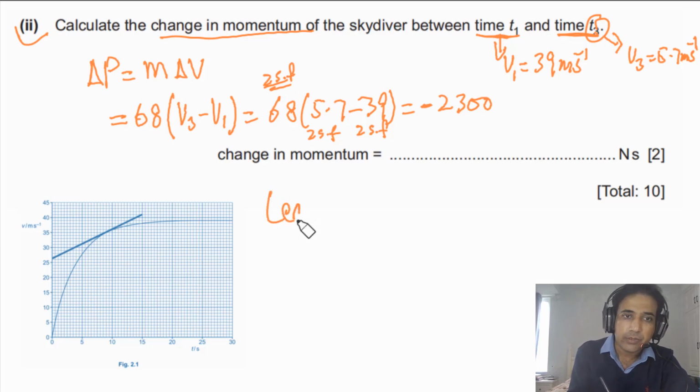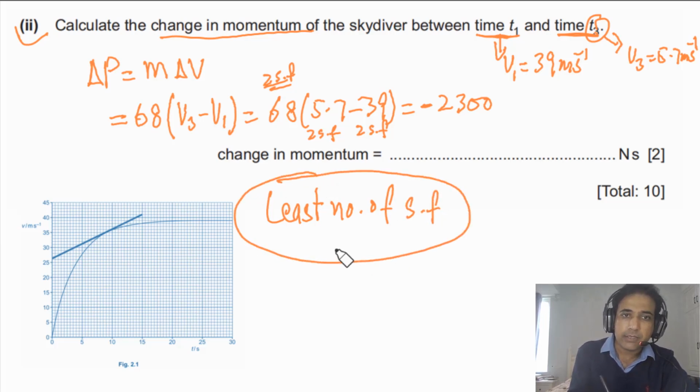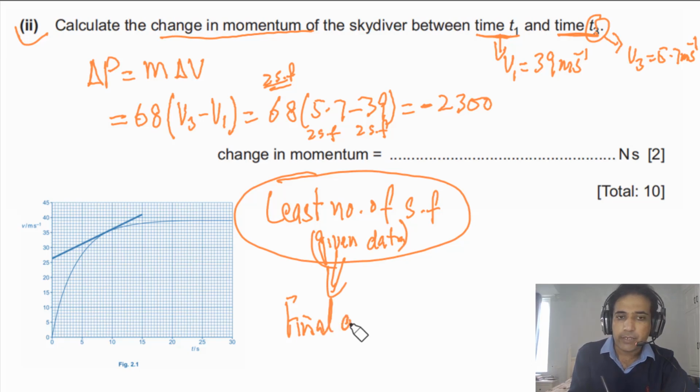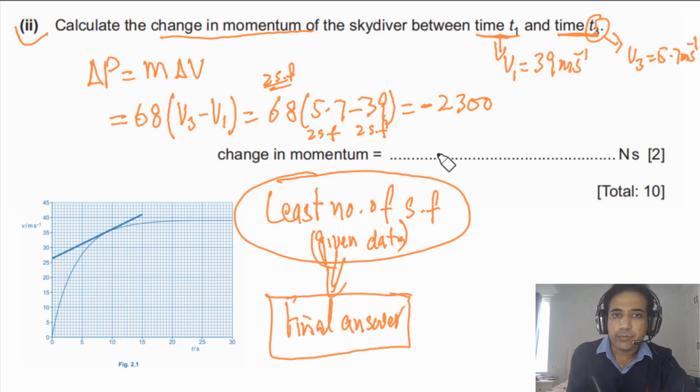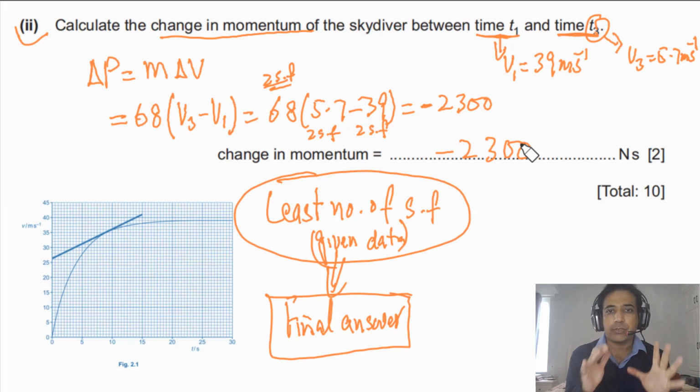Let me write down here: least number of SF in given data, and this one you have to follow for the final answer as well. So here the final answer we can write down is minus 2300 newton seconds. The minus sign here is telling us that momentum is decreasing. So this is our final answer.